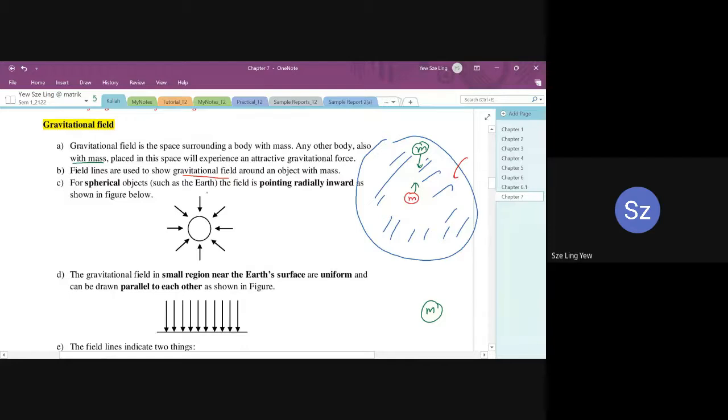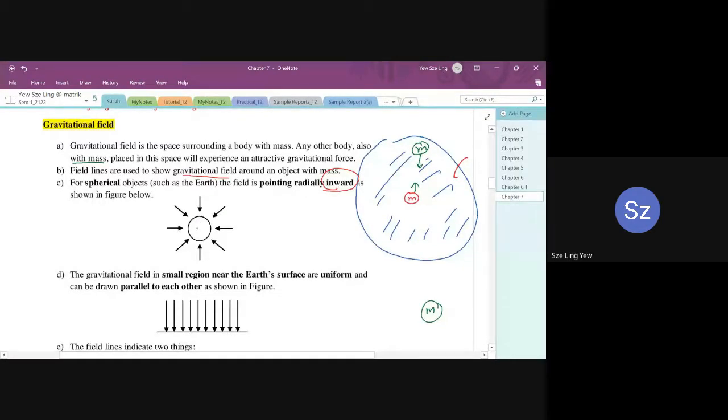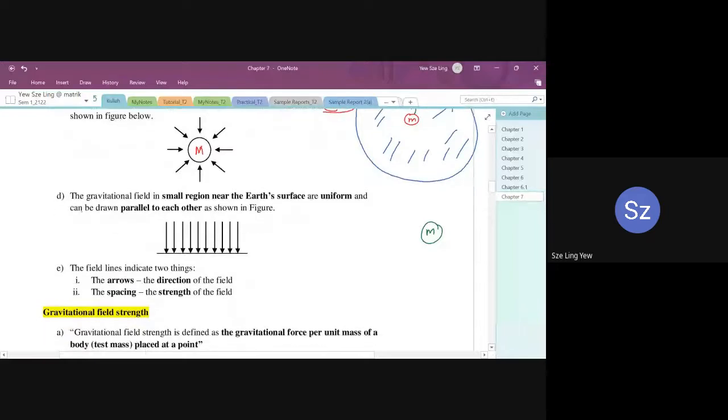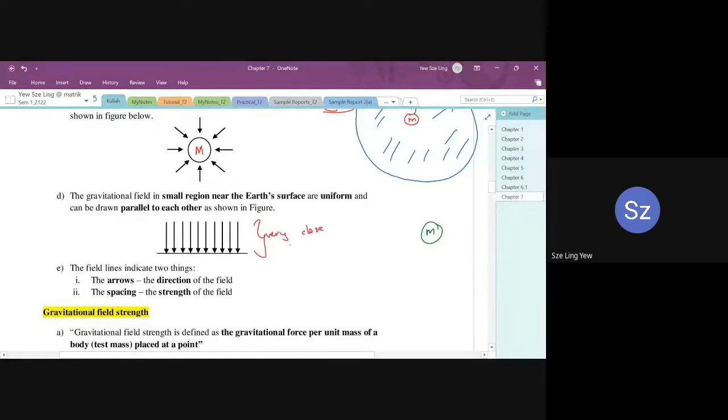For spherical objects such as the Earth, the field is always pointing inwards, as shown in the diagram. So for example, this is your Earth, with a capital letter M. The field around the Earth is pointing into the object. That is how you sketch it. Now, the gravitational field in a small region near the Earth's surface is uniform and can be drawn parallel lines. This is very, very close to the surface.